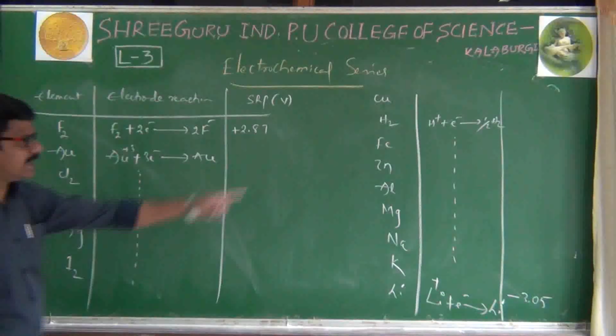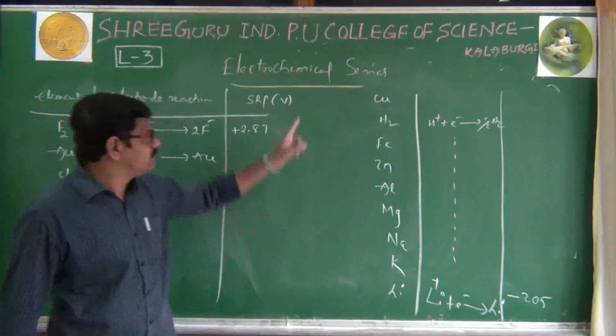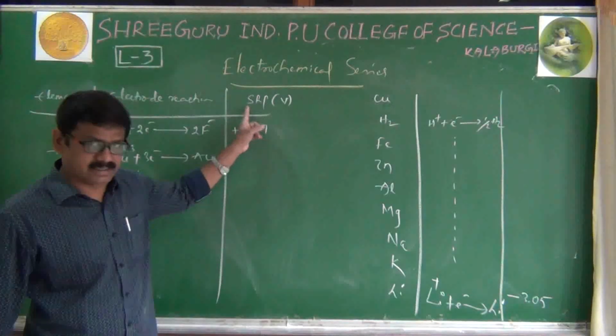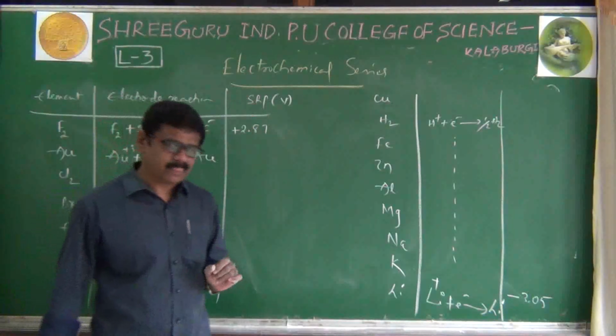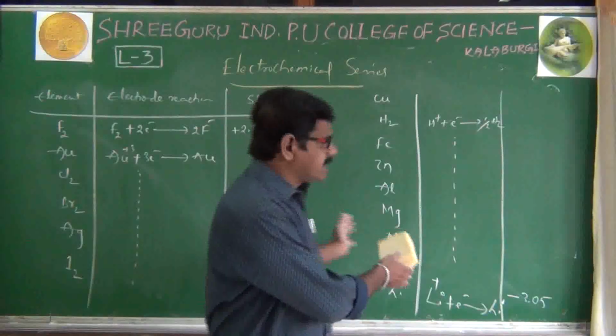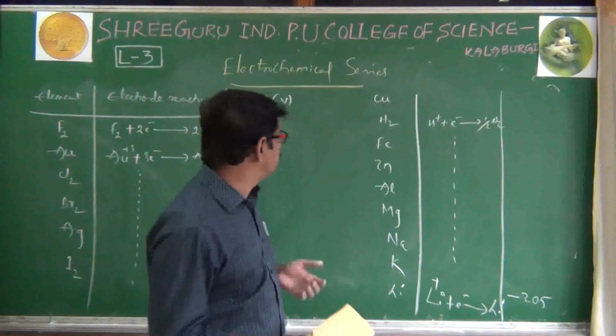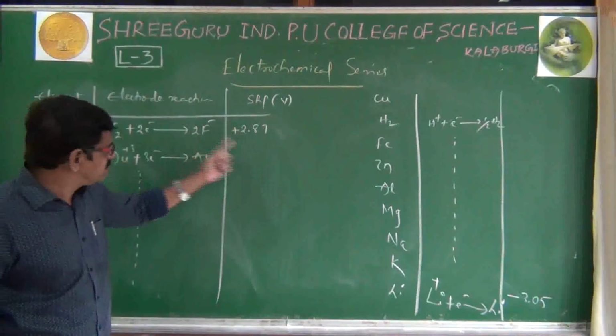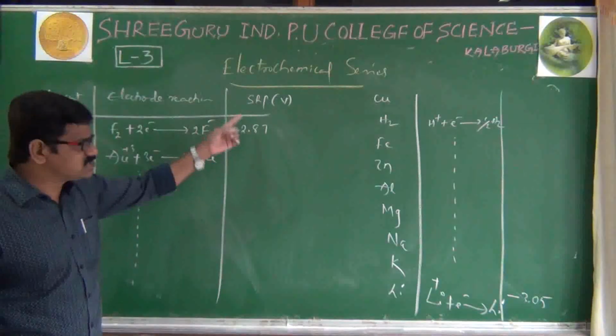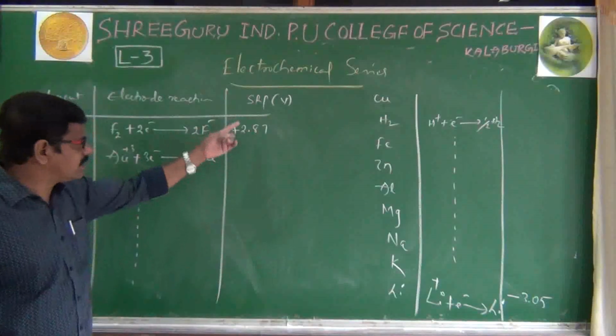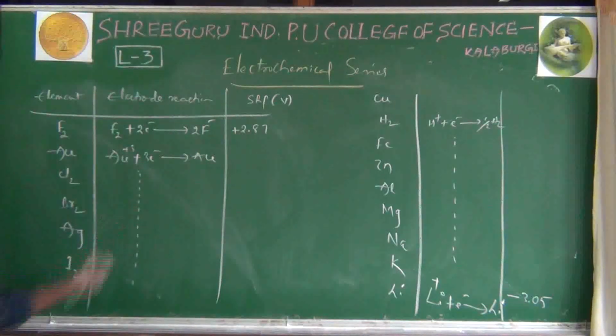All reduction reactions only I am showing. Why? Because we are using standard reduction potential values. Okay. Then this systematic arrangement itself is called the electrochemical series, right? How to define? The arrangement of various electrodes. We'll write their values also, of course.